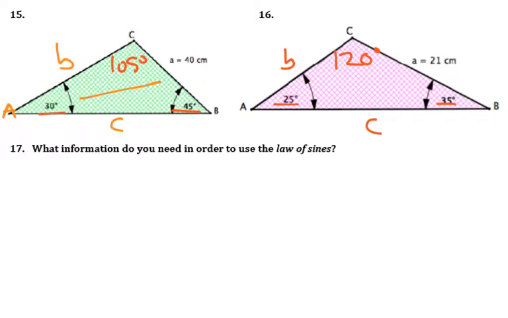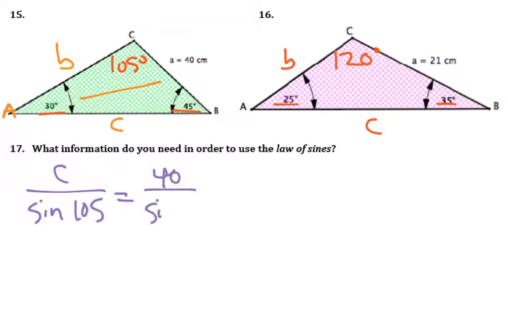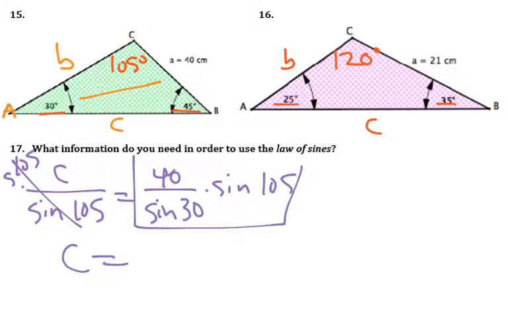So let's do 15 first. So we've got, let's look for C first. C over sine of 105 is equal to A, which is 40, over sine of A, which is sine of 30, times by that sine of 105. Those cancel. I'm left with C equals whatever this turns out to be. So I type it in.